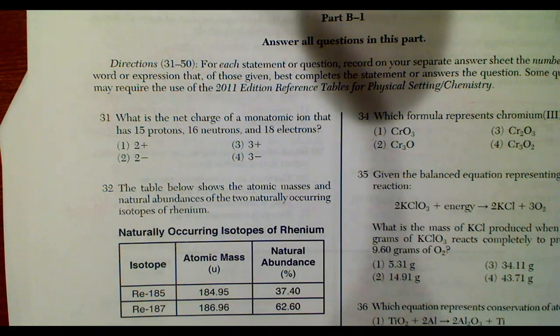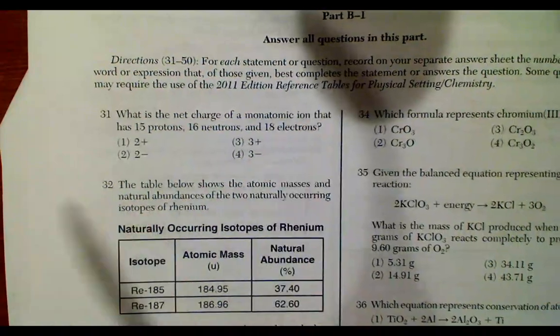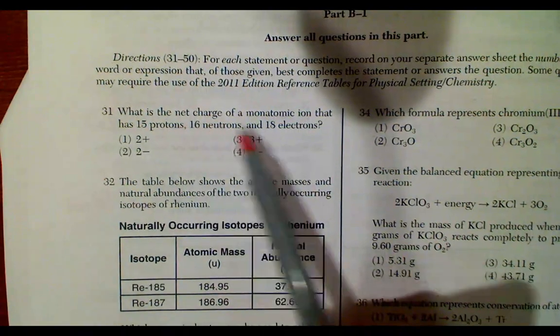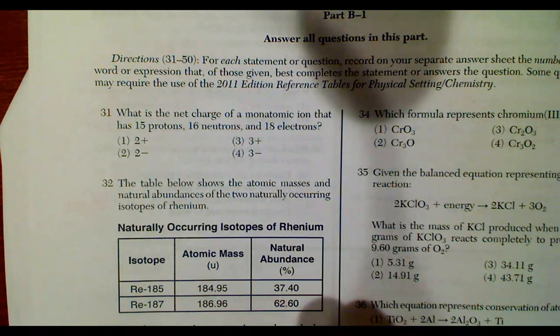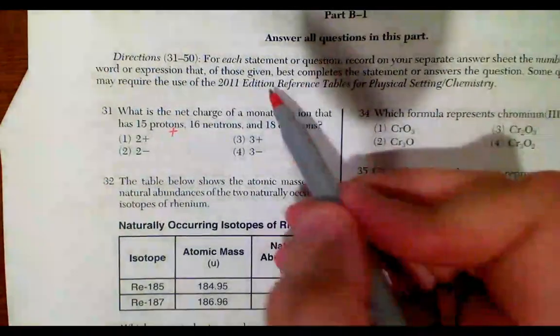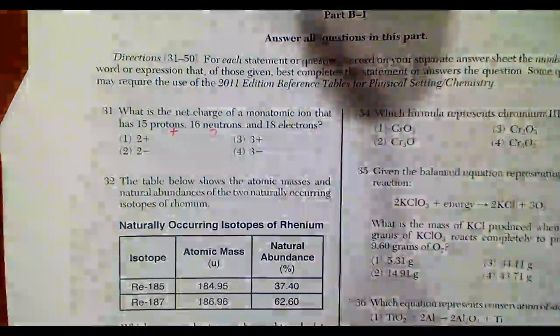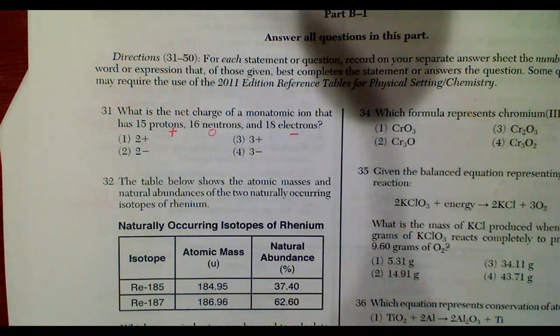31. What is the net charge of a monatomic ion that has 15 protons, 16 neutrons, and 18 electrons? Net charge means overall charge. We know it's a monatomic ion, so it's just one atom that gained or lost electrons, something changed about it to give it a charge, and it tells us how many protons, neutrons, and electrons. You have to remember what gives things charges. Way too many of you don't seem to remember what the charges of protons, neutrons, and electrons are. Protons are positive, P for proton, P for positive. Neutrons are neutral, so they have a zero charge. Electrons don't really have a memory trick I've ever heard like that. They're just the other guy. They're going to be negatively charged.